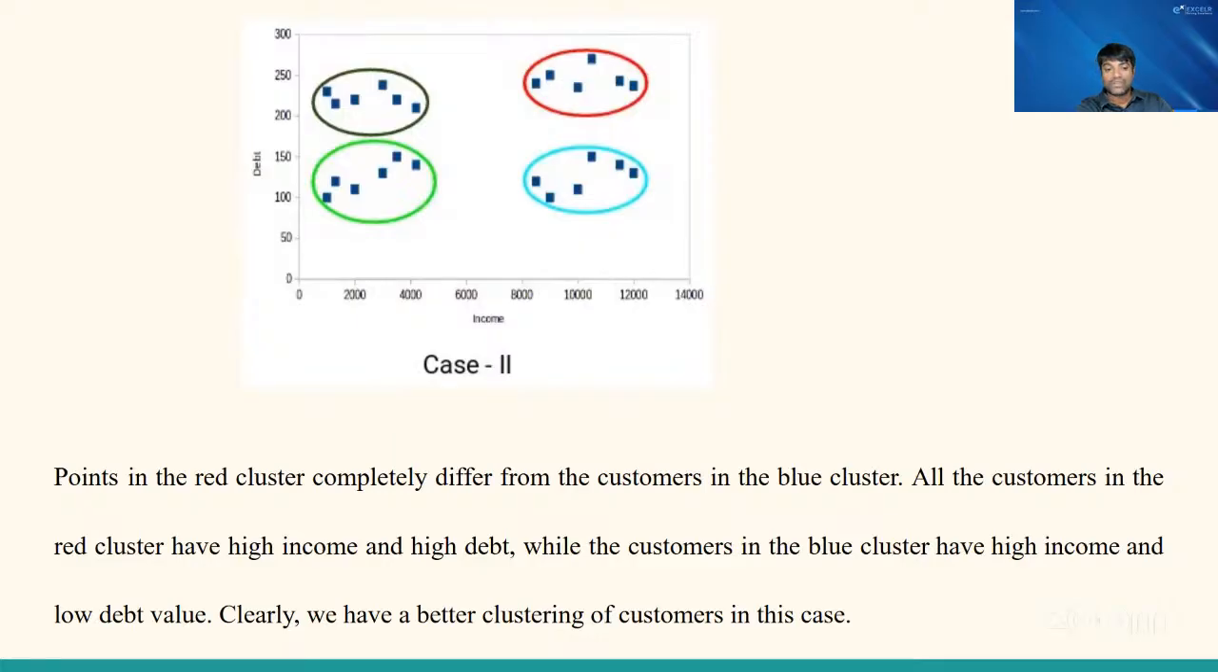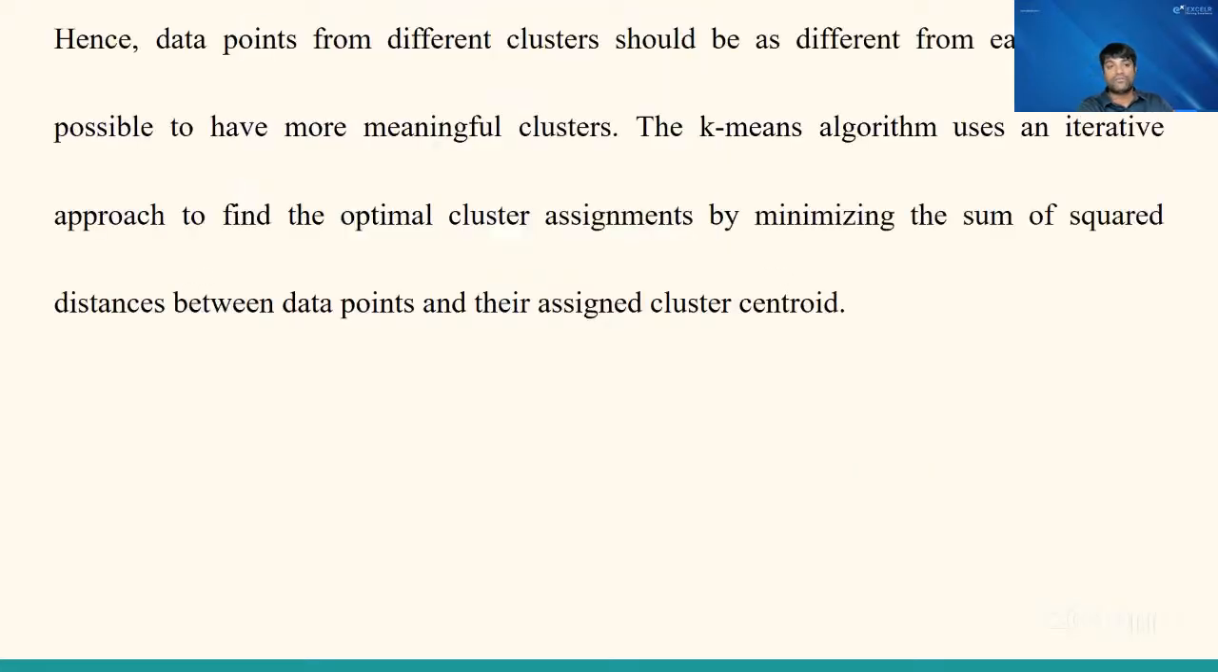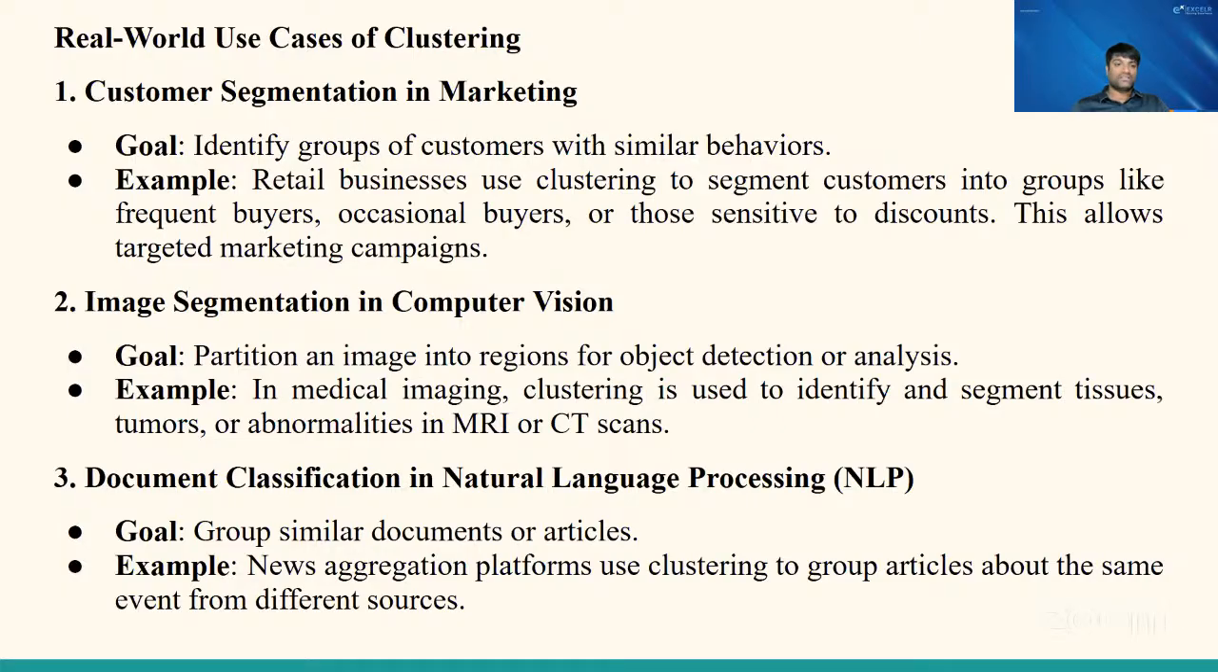Correct, no? Meanwhile, the customers in the blue cluster have high income and low debt value. Clearly, we have a better clustering of customers in this case. Correct, no? So this is how we try to strategize. Now, let us see a few real-world case studies, and then we'll quickly jump into the project.